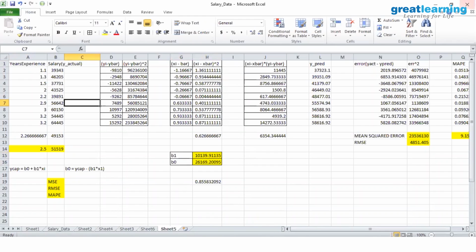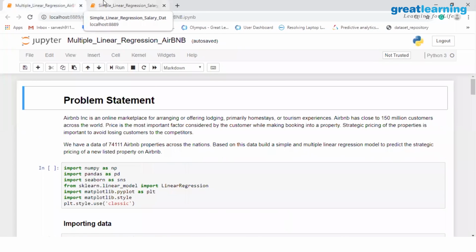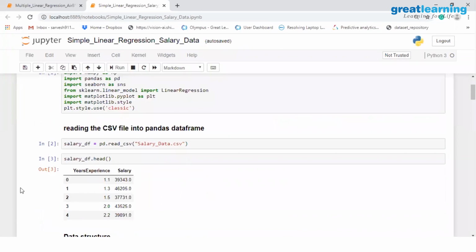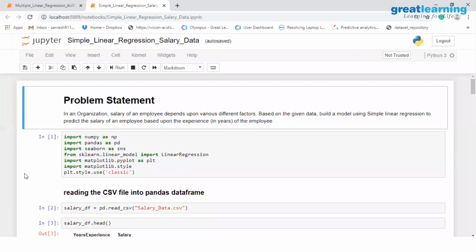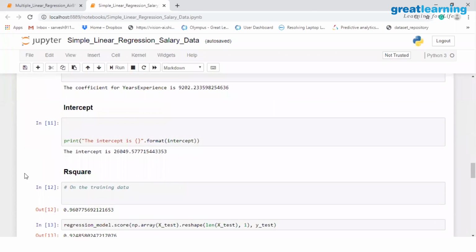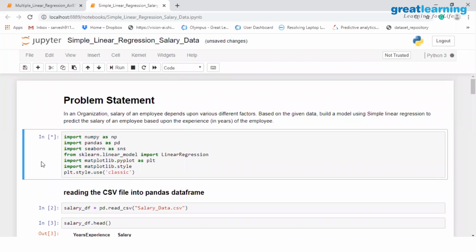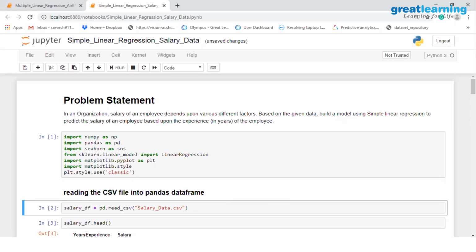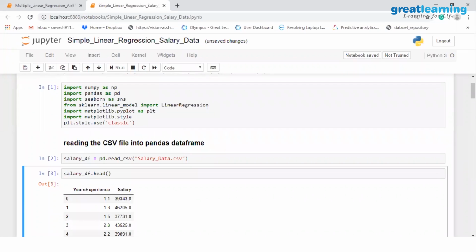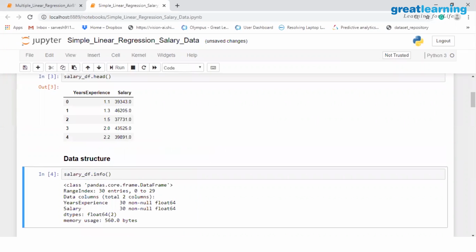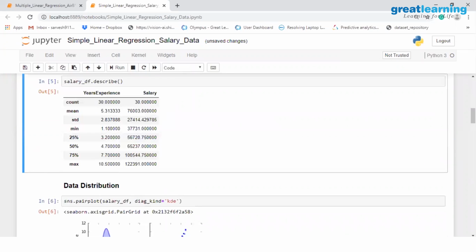We'll see the same in Python. We have 2 case studies. One is Airbnb. All right. This is the student solution. Now I am importing the libraries NumPy, Seaborn, Pandas, and linear model. Just importing all these here. And the salary data, I'm just importing it. The head command shows the preliminary steps that we used to do.